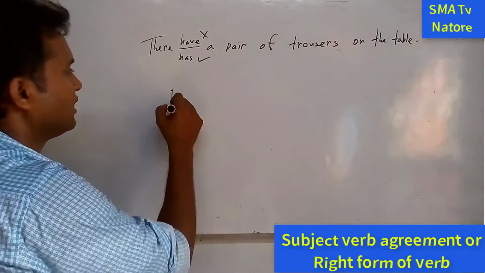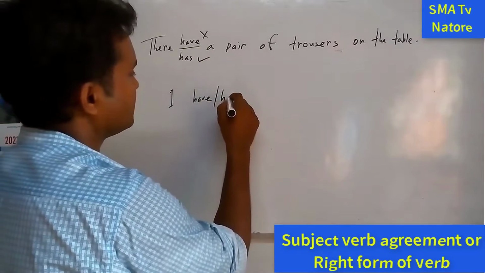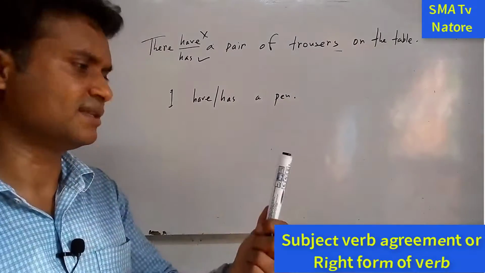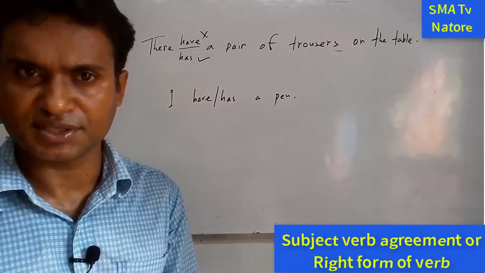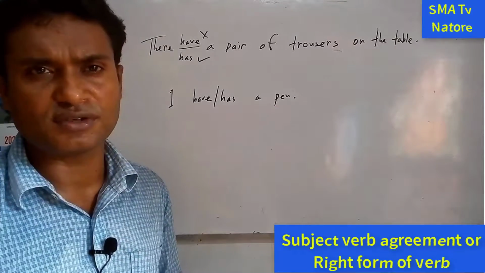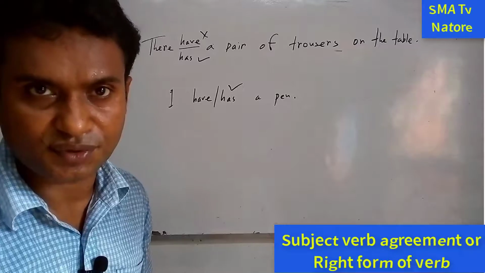For example, I have or has a pen. So this is the marker, but I have the pen in this moment is absent. But this pen is singular form. For this reason, we can say that here has is the correct form.